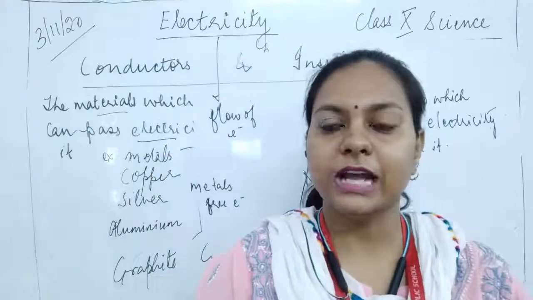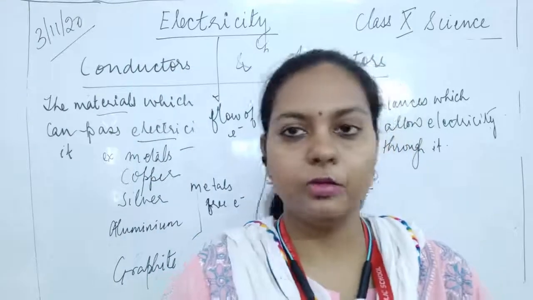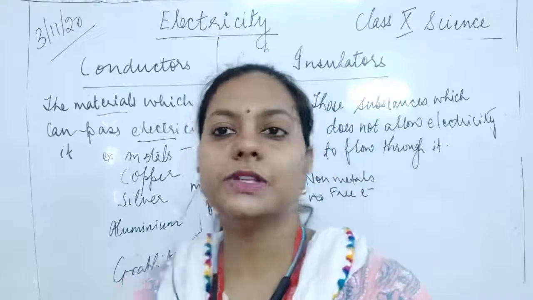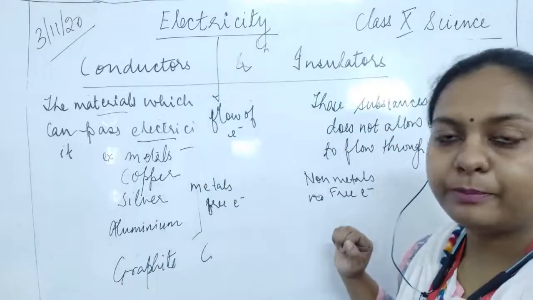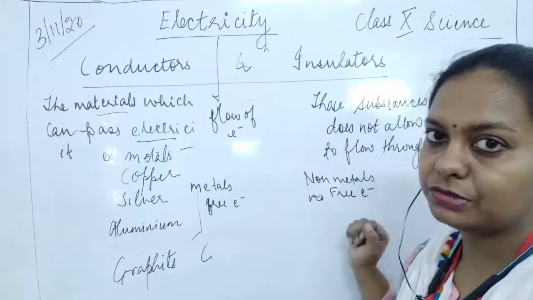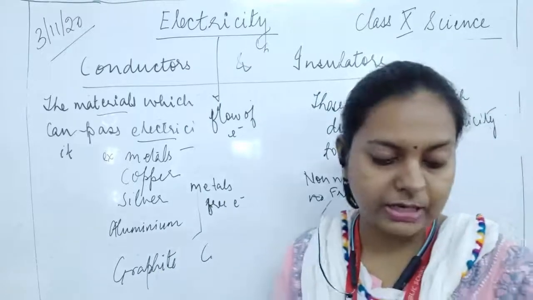तो जब सारे चार्ज बाउंड हैं तो कौन मूव करेगा? Nobody. There are no free charges, no free electrons to move. So no passage of electricity is taking place through the non-metals. Okay, so this is the main concept.